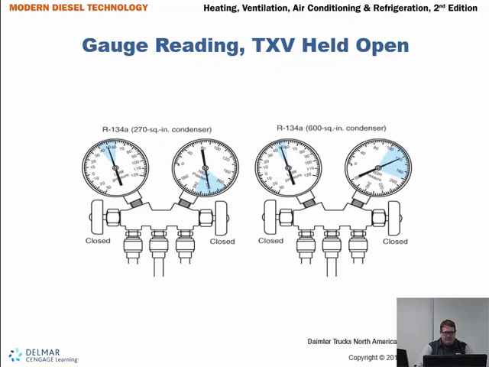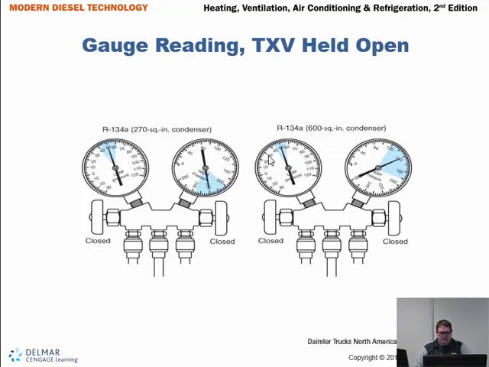All right, let's look here. So now the TXV is stuck in the open position. What we're going to see is that our low side pressure can't pull a vacuum against anything. It's just getting high pressure. And then obviously you're going to have high side pressure, which is a little interesting considering you don't have much of a restriction with the TXV held in the open position. This is an interesting reading. You'll have to play with this one to see if that pans out for you in the future.